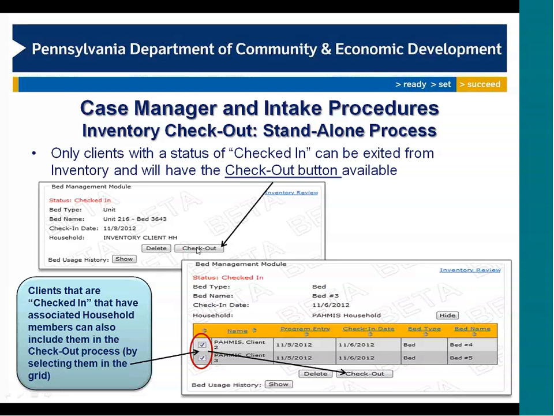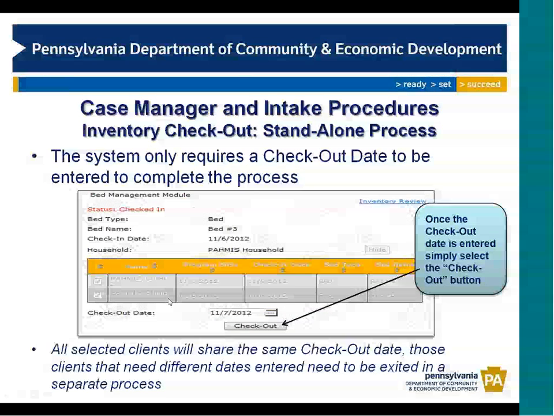Basically, you just hit the checkout. Same thing with the household: if you want them included in this process, you need to make sure you check them before you hit that checkout button. Once that's done, it takes you to a separate, secondary process that focuses on this checkout, and pretty much all that's required is a date. Once you enter the date, hit the checkout button again, and that's pretty much the process. That's it.